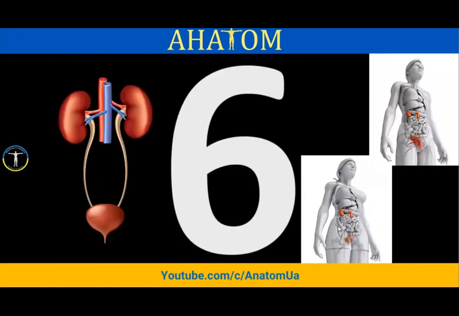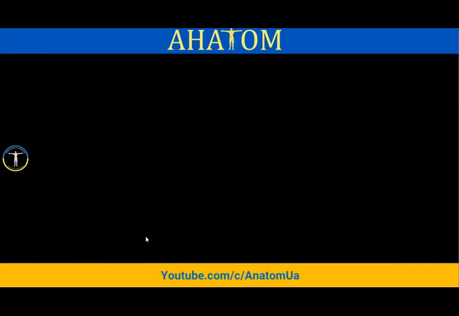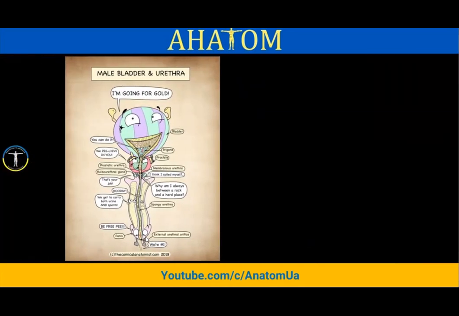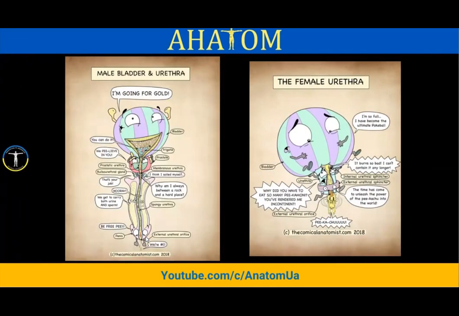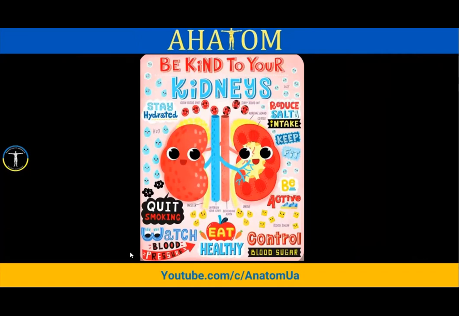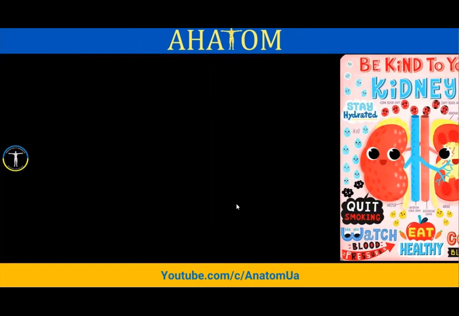Number six, it's the urinary system, six organs in the urinary system, yes. You remember the differences between male and female urethra. Two kidneys with a big portion of vascularization. You understand the big pressure when present, the renal artery starting in the abdominal aorta. Yes.